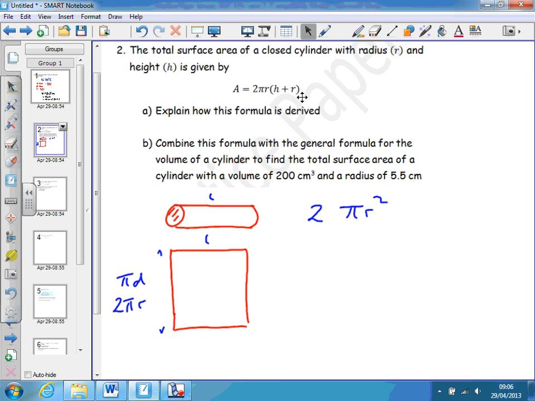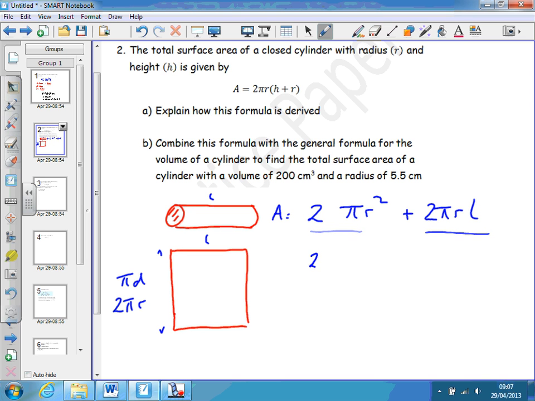So that means the total surface area is going to be 2 pi r squared plus 2 pi r L, which is the area of that rectangle. So the area equals this. Now if we look at this, we can actually factorise it, and that means to take outside a bracket what's common to both terms, and 2 pi and r is common to both terms.